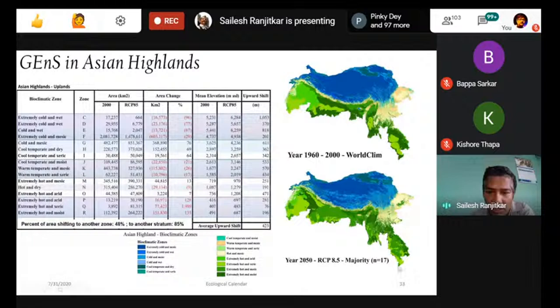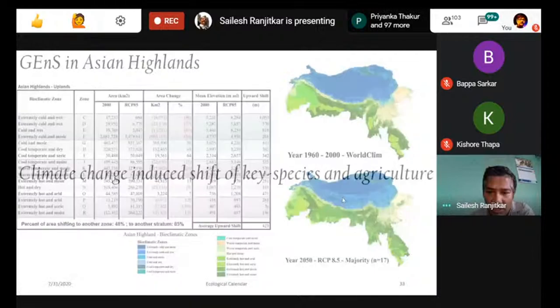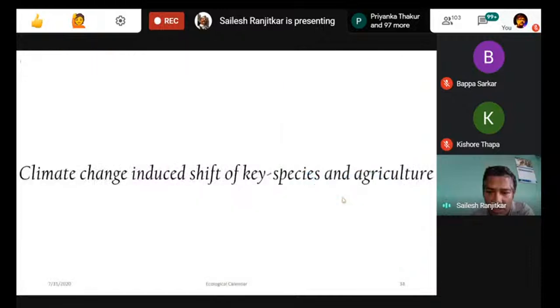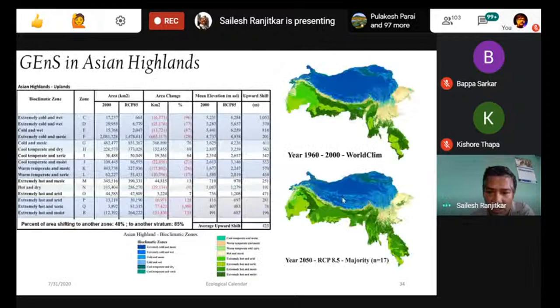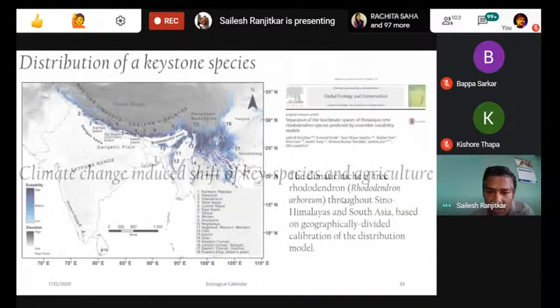So that would be really devastating for a lot of agriculture, but it could also provide opportunity for some other crops, especially at high altitude in the Pamir region, and in the Hindu Kush and the Karakoram region, and also in the high elevation of the Himalaya, including the Chinese mountain region. So, climate change induced shift of key species and agriculture. How change in these bioclimatic zones will have an impact on different species and agriculture, we will talk a little bit here.